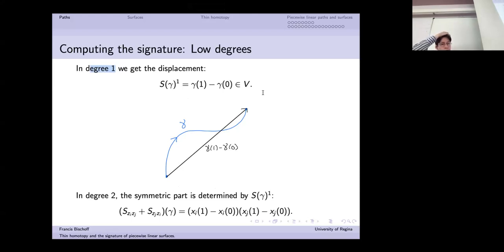In degree 2, the degree 2 part of the signature is in V tensor V, but this breaks up into something that's symmetric and something that's anti-symmetric. The symmetric part is determined by the displacement. I've given this formula here. The symmetric part of the ij component is just the product of the displacement in the i direction and the j direction.